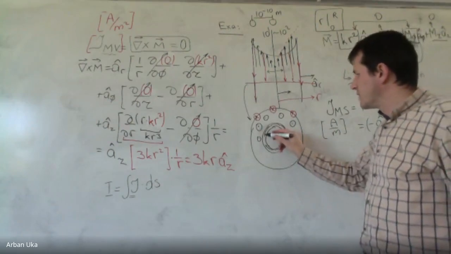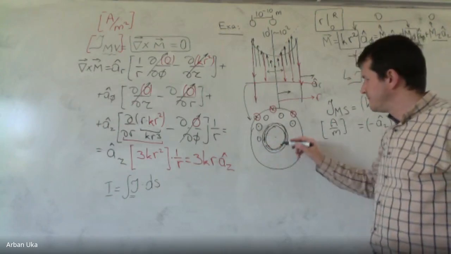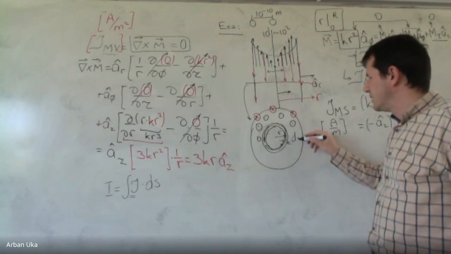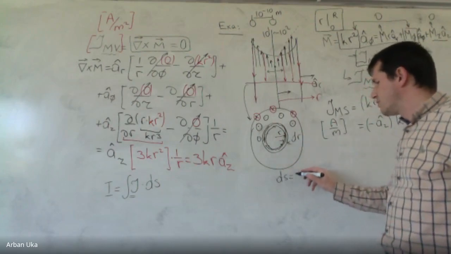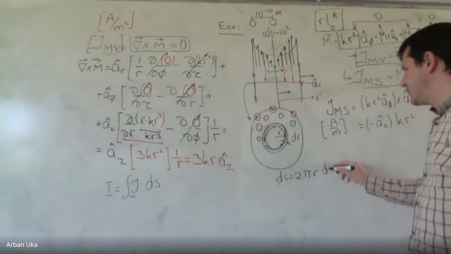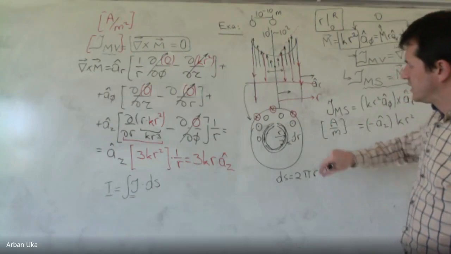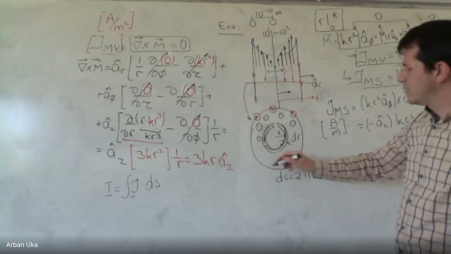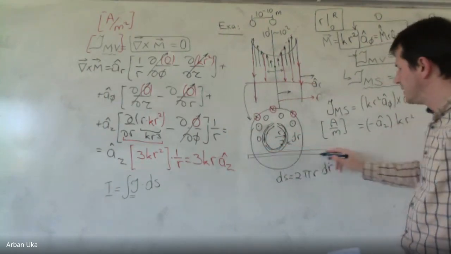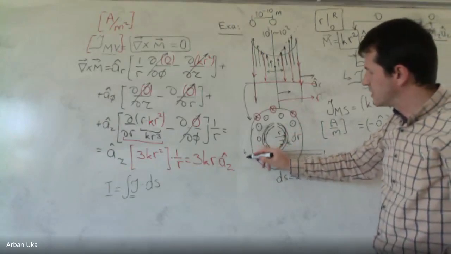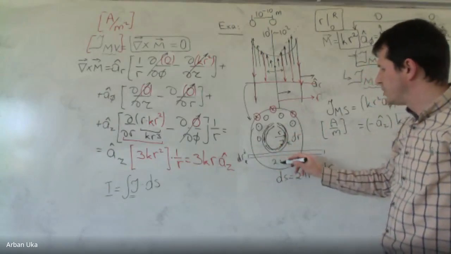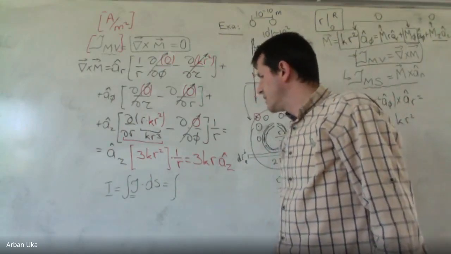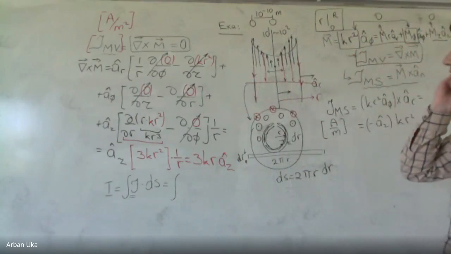The question is, what is the area of this segment that we draw here? For any radius r with a thickness of dr, dS is going to be equal to 2 pi r dr. We can cut this wire and stretch it out, and the surface area is the length, 2 pi r, times the thickness, which is delta r. Then we come to this expression, and we have to integrate J, which is equal to what?